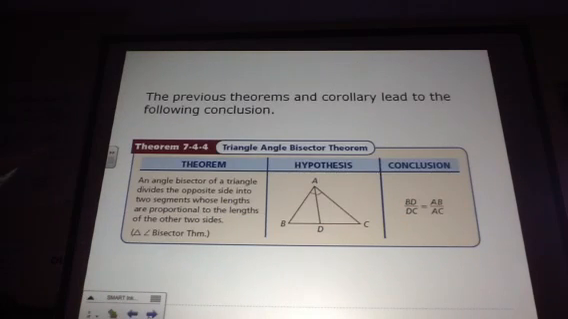All right, last theorem for today's lesson. The previous theorems and corollary lead to the following conclusion. Triangle angle bisector theorem. An angle bisector of a triangle divides the opposite side into two segments whose lengths are proportional to the lengths of the other two sides.